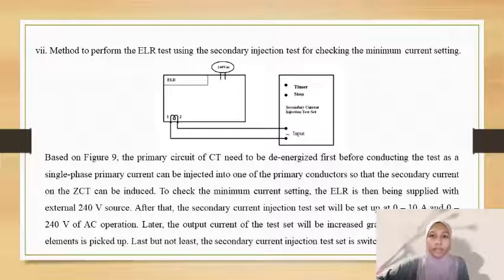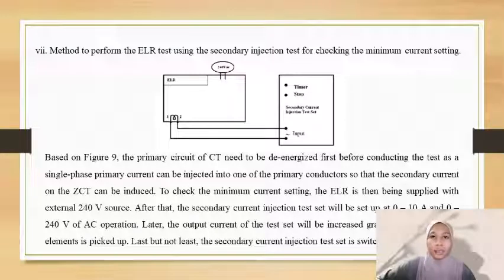Okay, for number 7, I will explain the method on how to perform the ELR test using the secondary injection test for checking the minimum current setting. First, based on figure 9 for the circuit connection, the primary circuit needs to be de-energized before conducting the test, as a single phase primary current can be injected into one of the primary conductors so that the secondary current on the ZCT can be reduced.